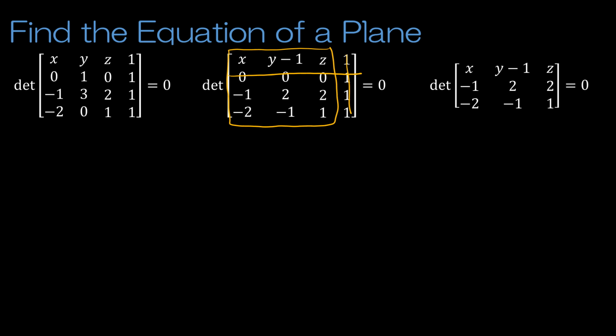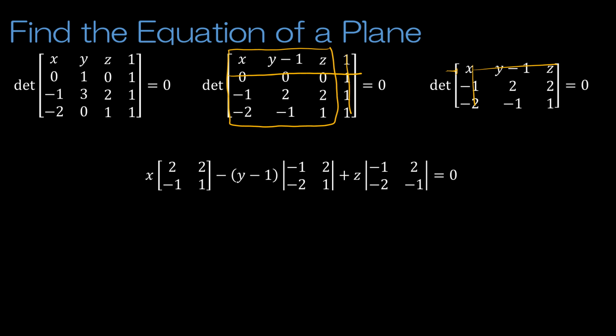I can do cofactor expansion along the first row as I did before. So that would give me x times the determinant of 2, 2, negative 1, 1, and then minus, because remember that's the second one, so it's minus, and then I have the quantity of y minus 1 times the determinant of negative 1, 2, negative 2, 1, and then I have z times the determinant of negative 1, 2, negative 2, 1.